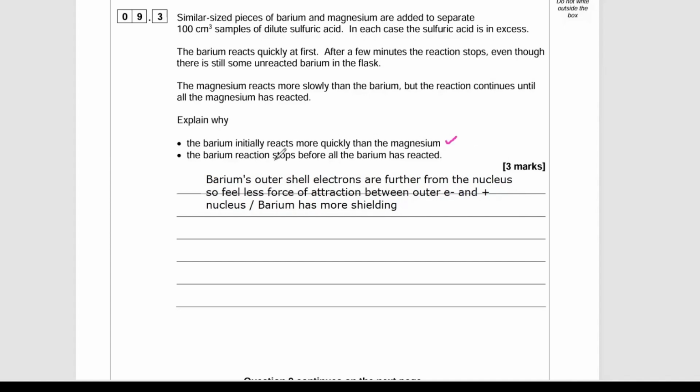Now, why does the barium reaction stop before it's all reacted? Let's look at the barium reaction. We've got Ba solid. And what happens when barium reacts with sulfuric acid? You might remember what the test for sulfate ions is. For the test for sulfate ions, we add barium chloride, don't we? Essentially you get Ba2+ reacting with the SO4 2-. And that's exactly what you've got going on here. So we're going to make BaSO4.